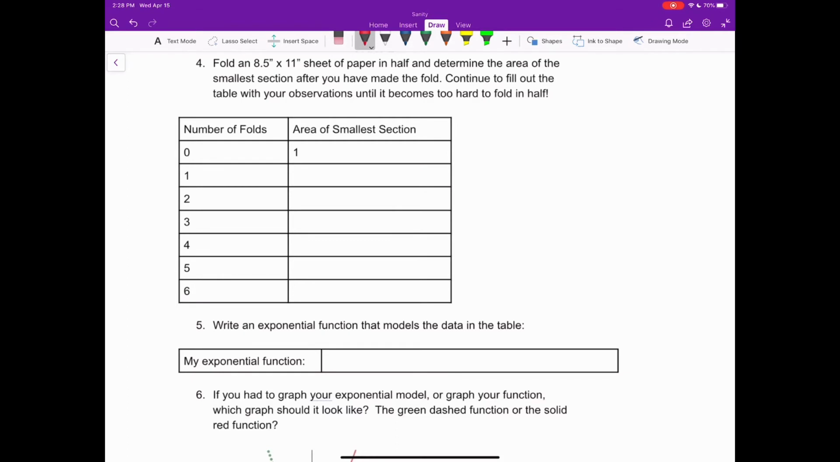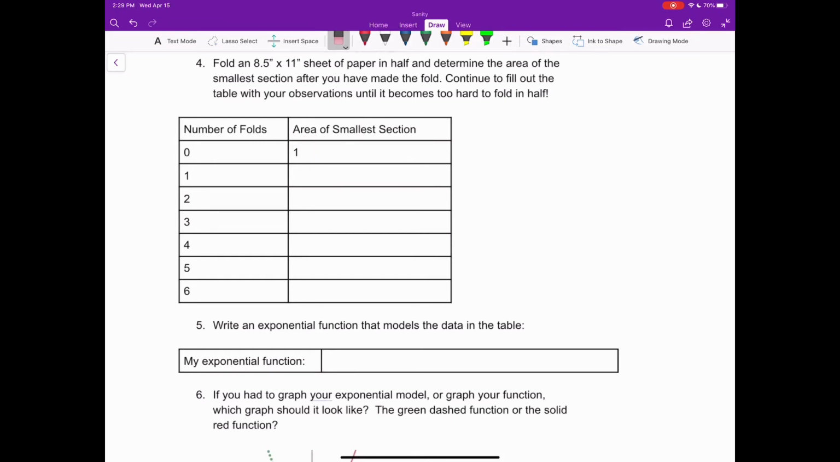And of course, we're just kind of going by units. We're not looking at area per square inch or whatever. I just want to make this easy. So after 0 folds, you have 1 full sheet of paper. I have 1 full sheet of paper, and I already have that typed out right now.